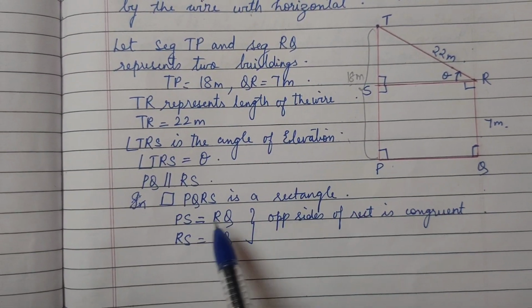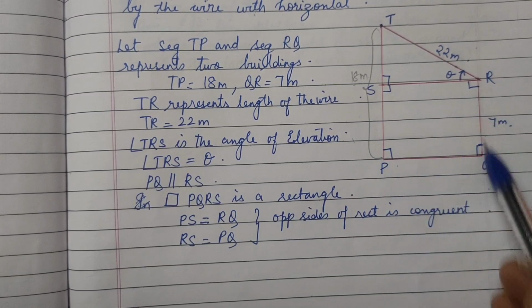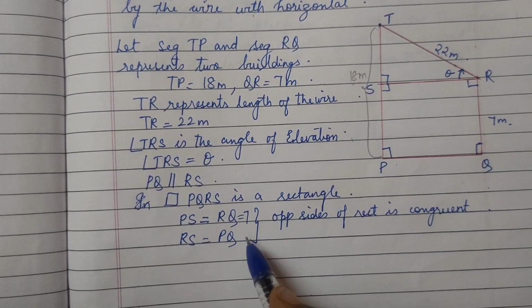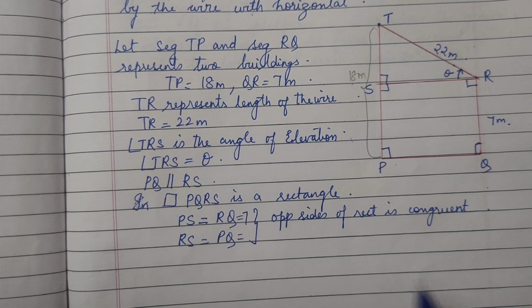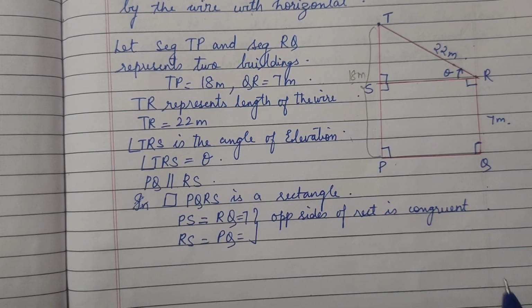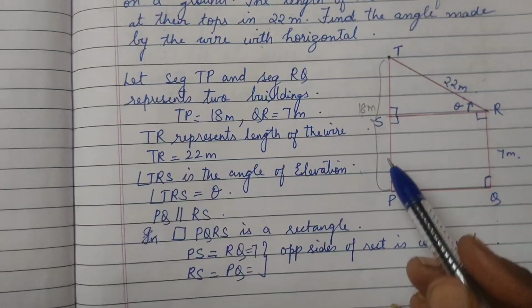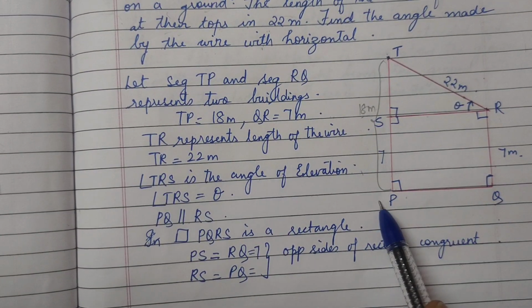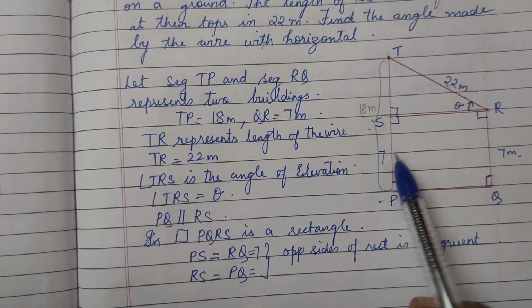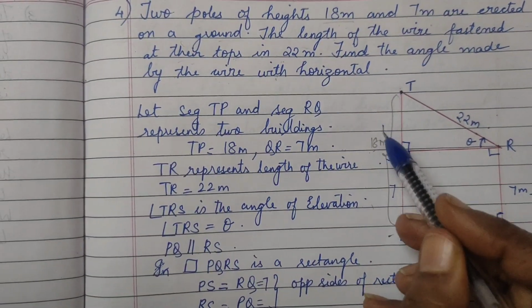So we get PS is equal to RQ, means this is also 7 meter. And RS equals to PQ. We don't know what this measure is here, so we leave it as it is. Now see my dear, as I said this is 7 meter. इधर से इधर तक कितना है? 18. So ये 7 है तो this will be 11 meter.